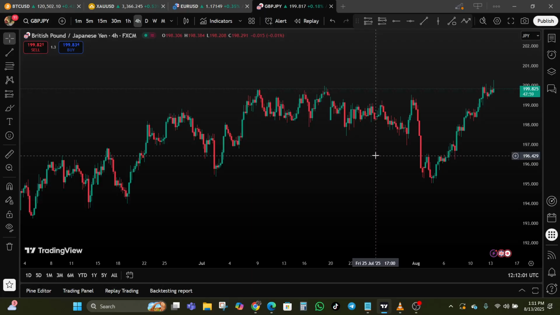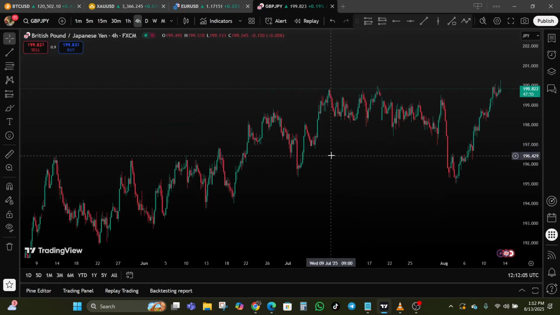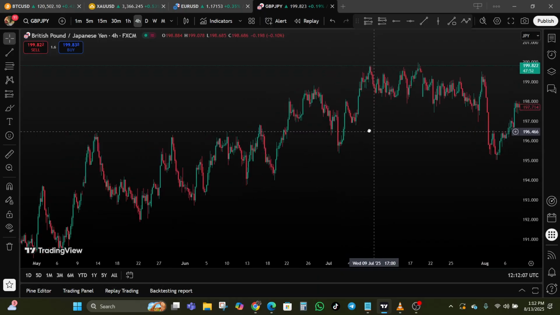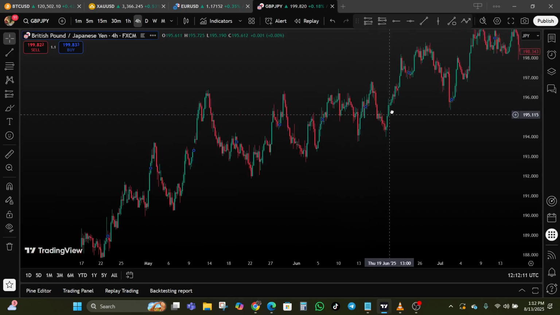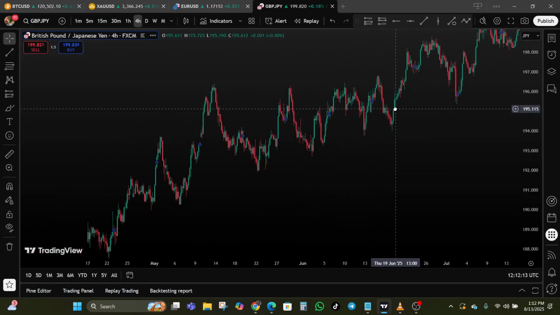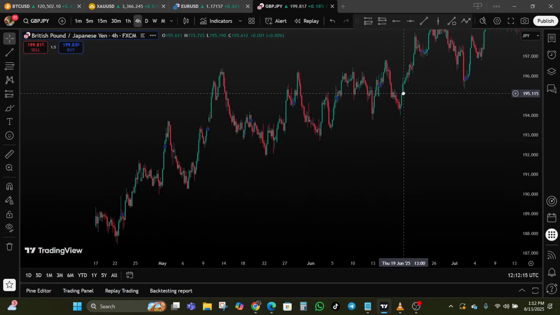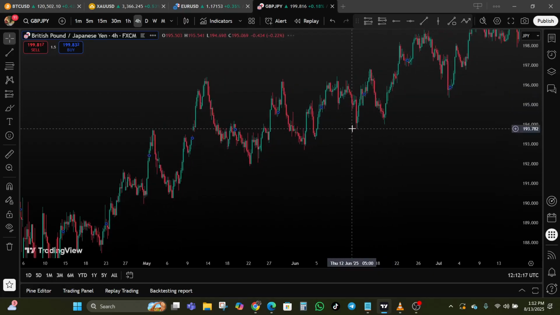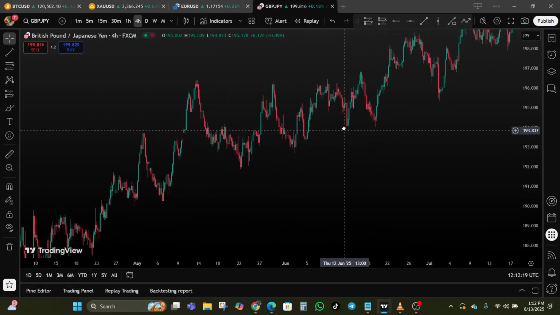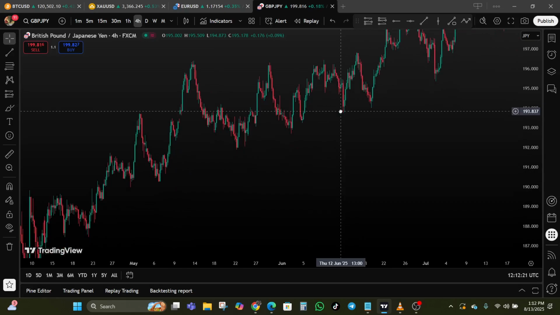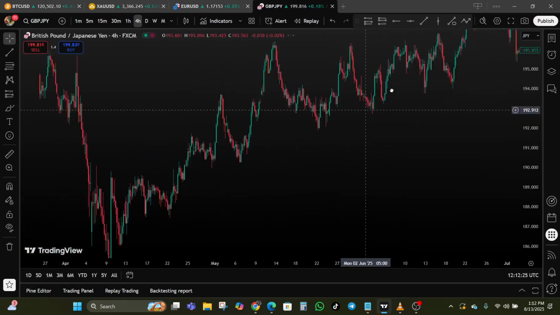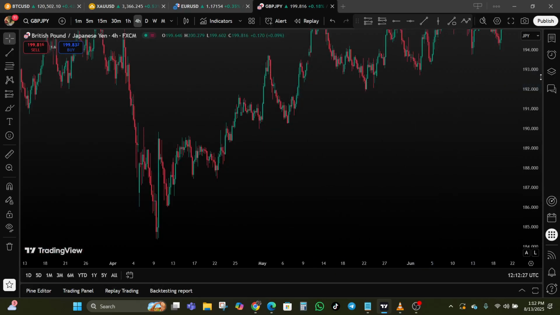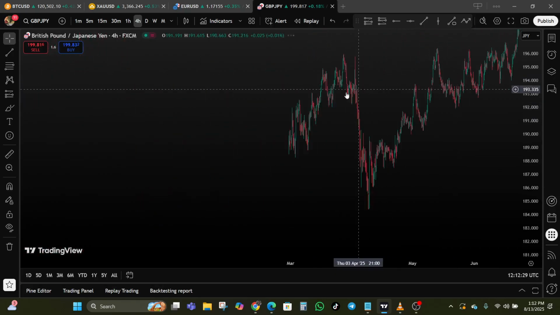Now, a liquidity fake out happens when price moves beyond a well-known support or resistance level, trying to tempt traders to jump into the trade, only to quickly reverse in the opposite direction. All right, I'm trying to find a good example for that.